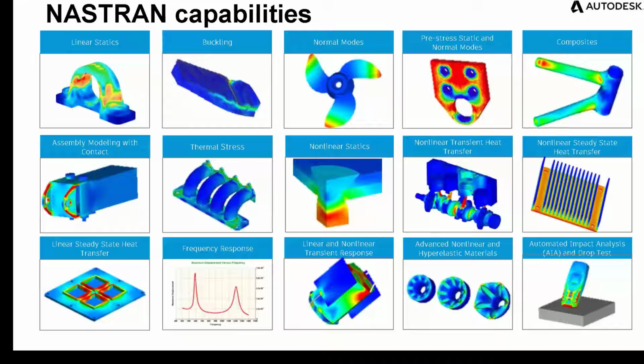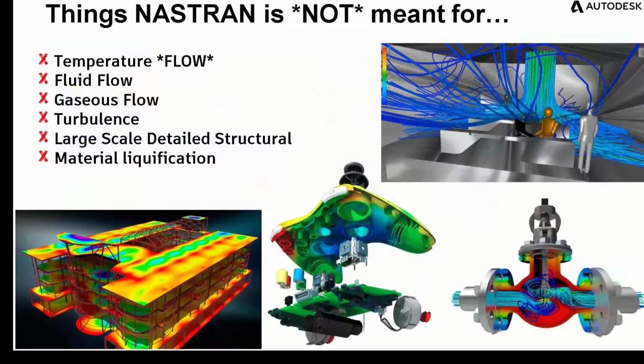So let's talk about what NASTRAN cannot do or is not intended for. The big thing that comes up is any kind of temperature flow, whether that's temperature in a fluid or temperature in a gas. NASTRAN cannot analyze that movement of the temperature and that change of the temperature or the mixture of the temperature. Think of a kitchen water faucet, hot water, cold water. How does that water mix? That's not what NASTRAN is intended for. For things like that, you're looking at something like Simulation CFD, the computational fluid dynamics product from Autodesk.